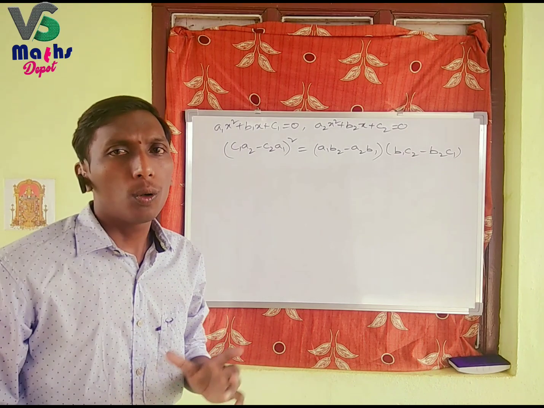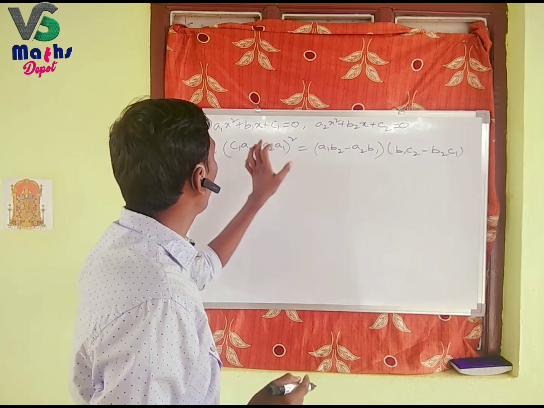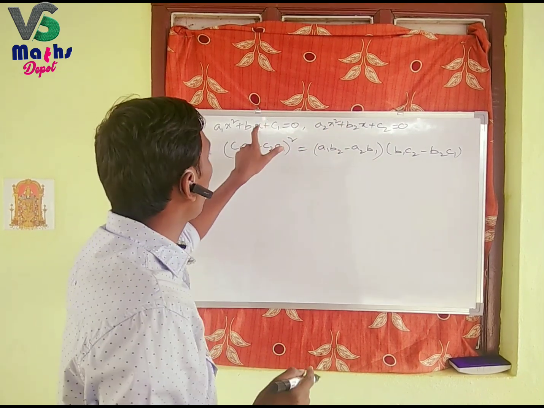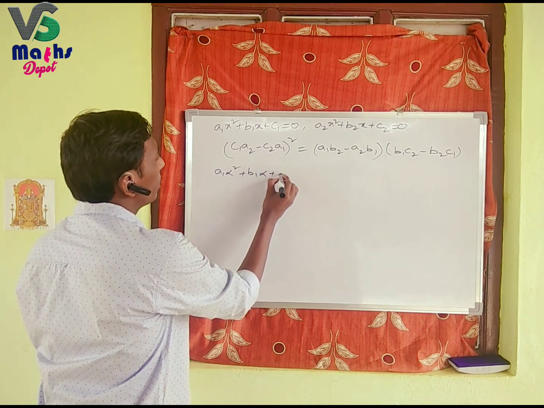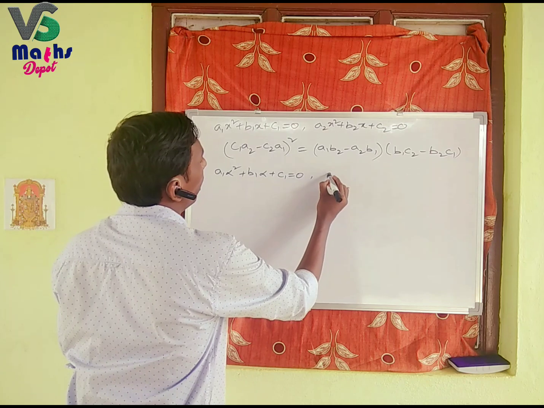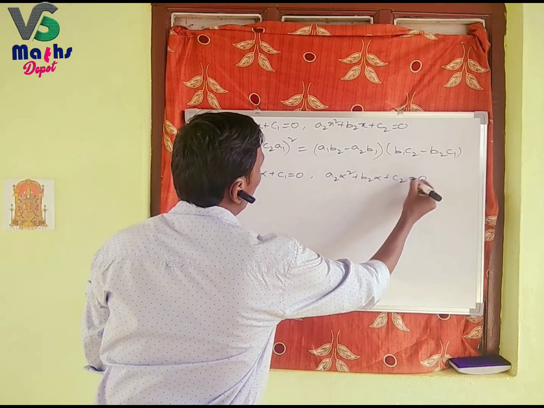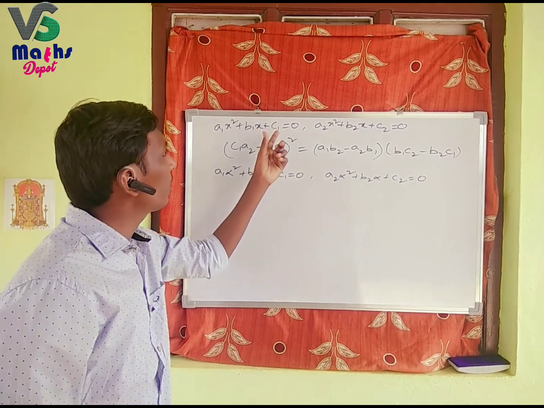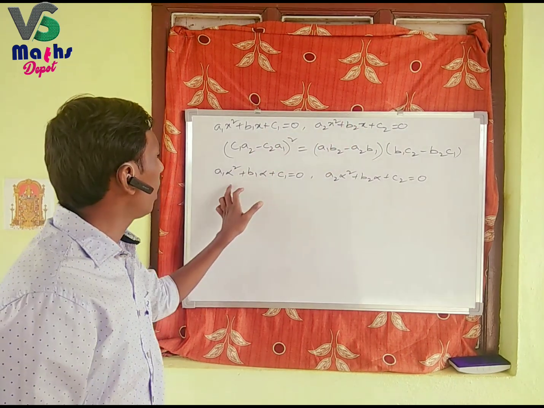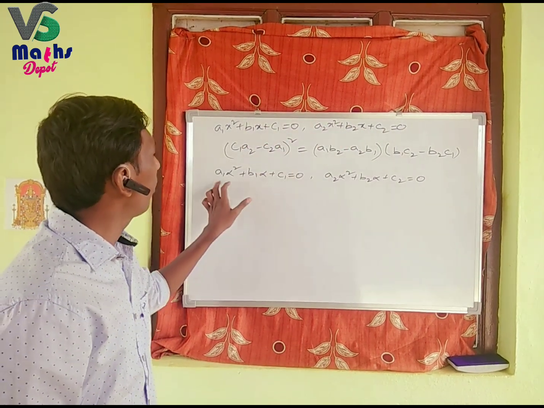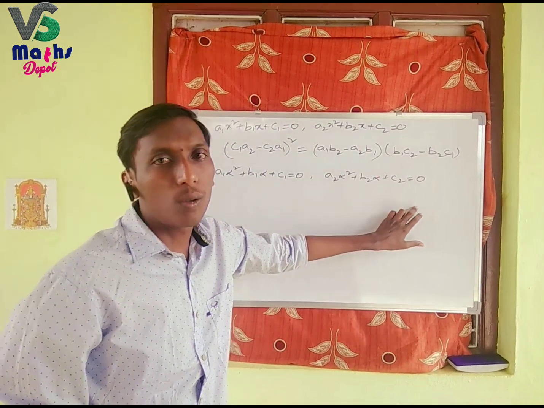Let us try to prove this one. Alpha is the root of both quadratic equations, so alpha should satisfy both equations. Substituting alpha here, we get the equations a1 alpha square plus b1 alpha plus c1 is equal to 0 and a2 alpha square plus b2 alpha plus c2 is equal to 0.